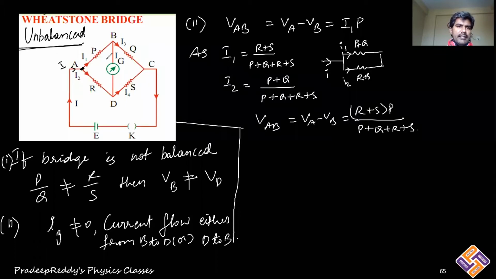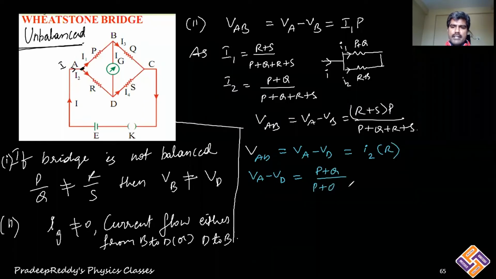Now let us check VAD. VAD is equal to VA minus VD. VA minus VD is equal to I2 into R. But what is I2? I2 we have already written here. So VA minus VD is equal to, I2 can be written as (P plus Q) divided by (P plus Q plus R plus S) into, sorry, R. So that is I2. I2 I have just substituted here, and this is R. That is VA minus VD.